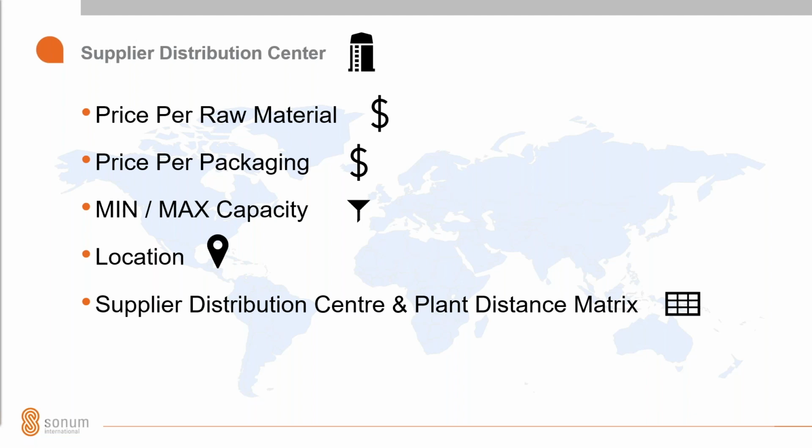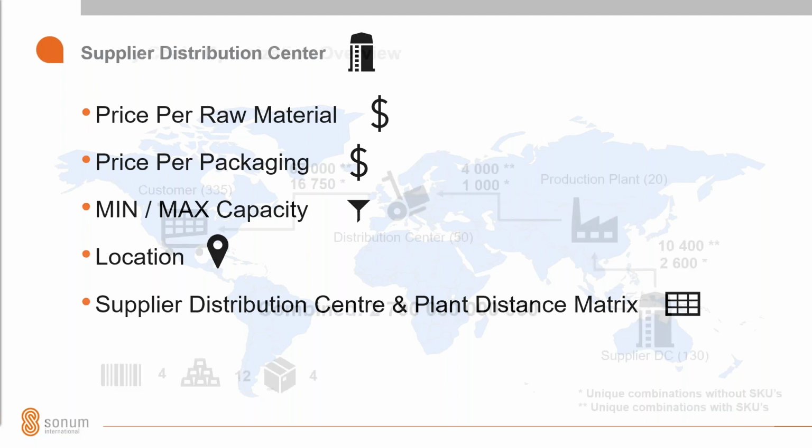So if we want a certain contract at a certain price, we have to buy at least a minimum amount in this scenario. And then they also have a location, so we can use a supplier distribution center to plant distance matrix. So we know how far these supplier distribution centers are from our factories or our plants.